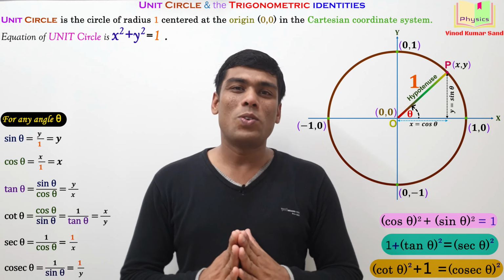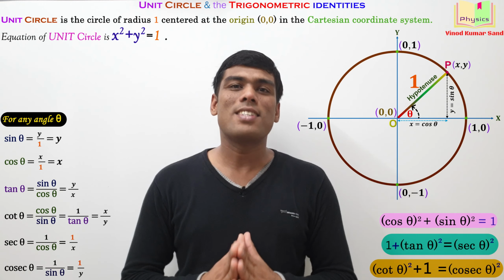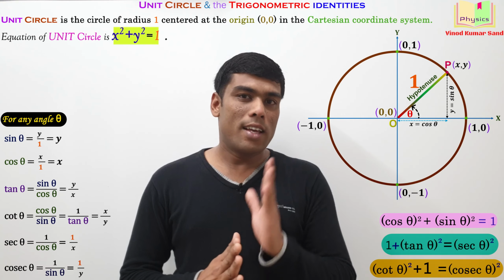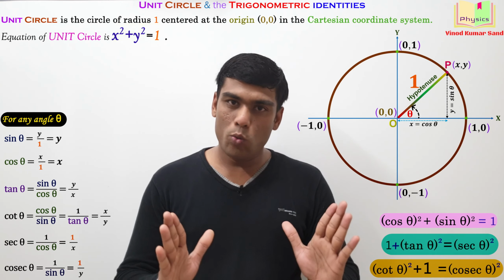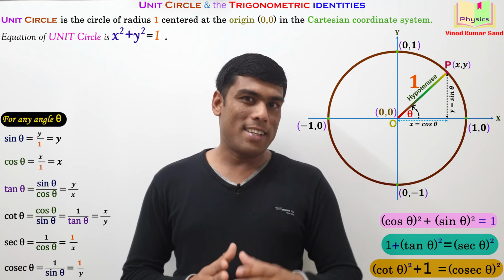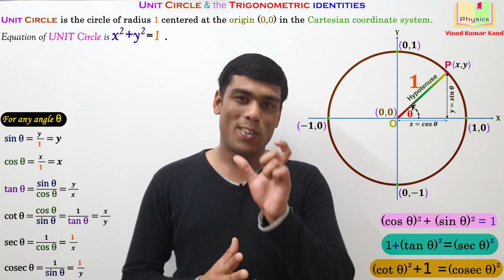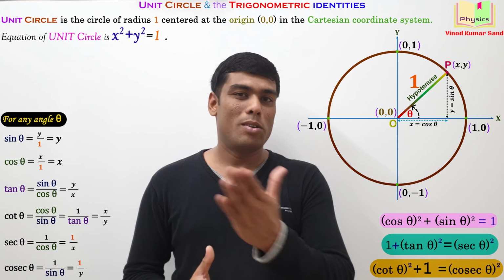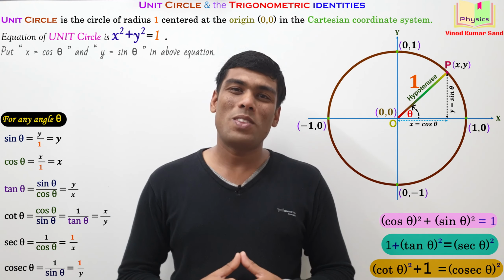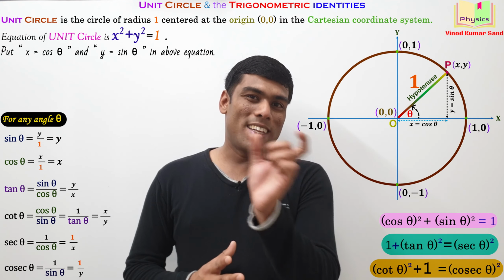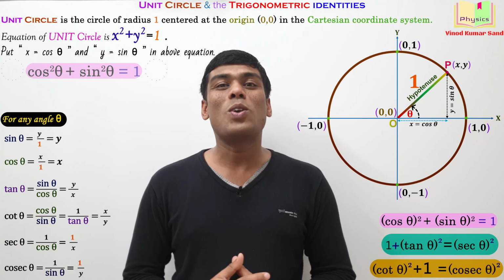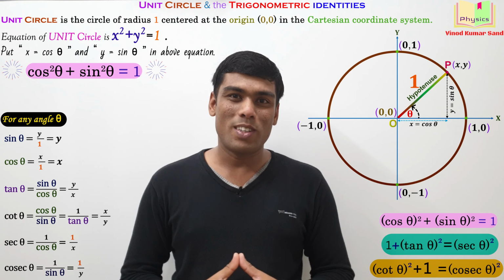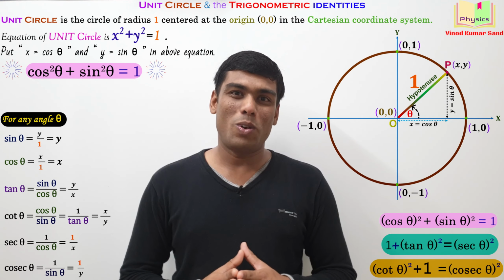I hope you all got the correct results. Let me derive them. We have the equation of circle as x square plus y square is equal to 1. Do you agree? What is x here in the unit circle? Cos theta. And what is the y here? The sine theta. Put these values in the equation of the circle. So cos square theta plus sine square theta is equal to 1. The first trigonometric identity. Simple derivation. And it is Pythagoras theorem also.